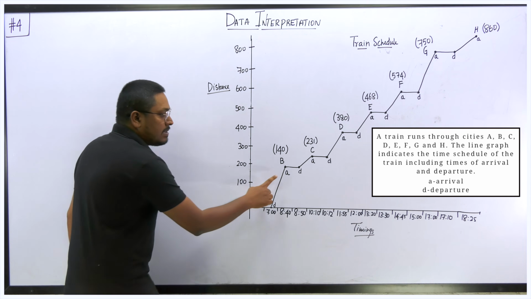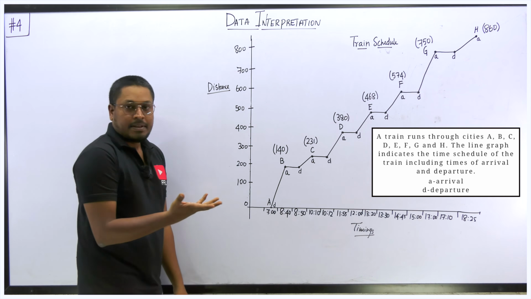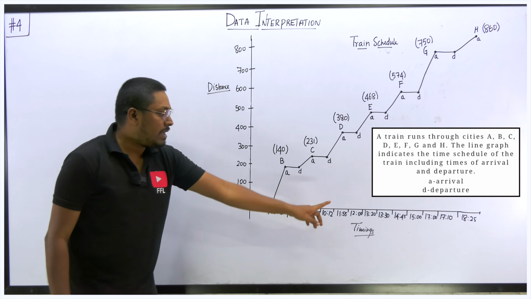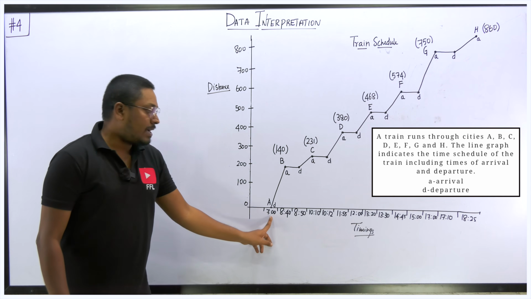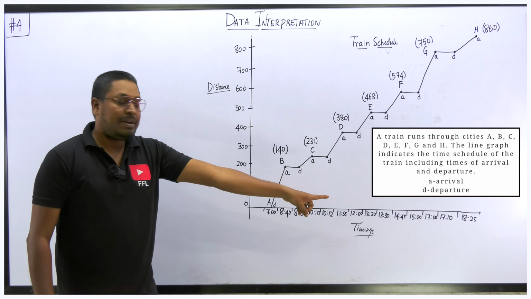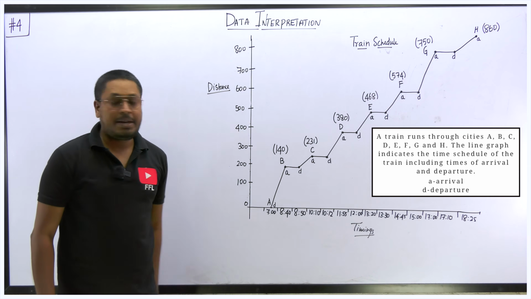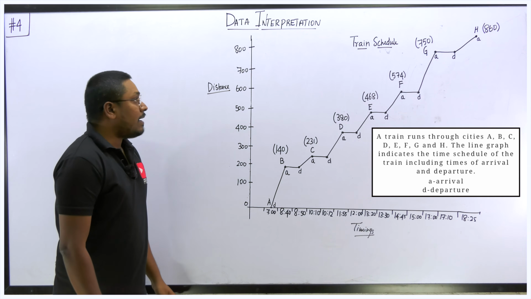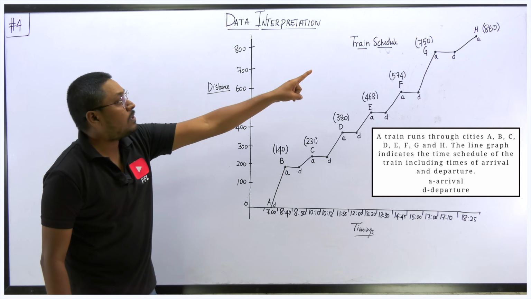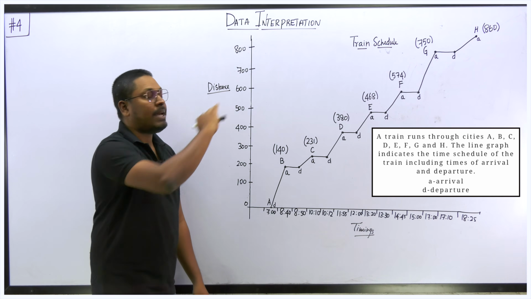Just listen here, this A determines arrival, train arrival, right? And D will be departure. Initially the train started at what time? 7 o'clock, right? It's railway timing, so we can say morning 7 a.m. it starts and ends at city H at 18:25. 18:25 is in railway timing; in normal timing we can say evening 6:25. So evening 6:25 it ends at city H. From city A to city H, the total distance is how much? 860 kilometers, the total distance the train travels from A to H.